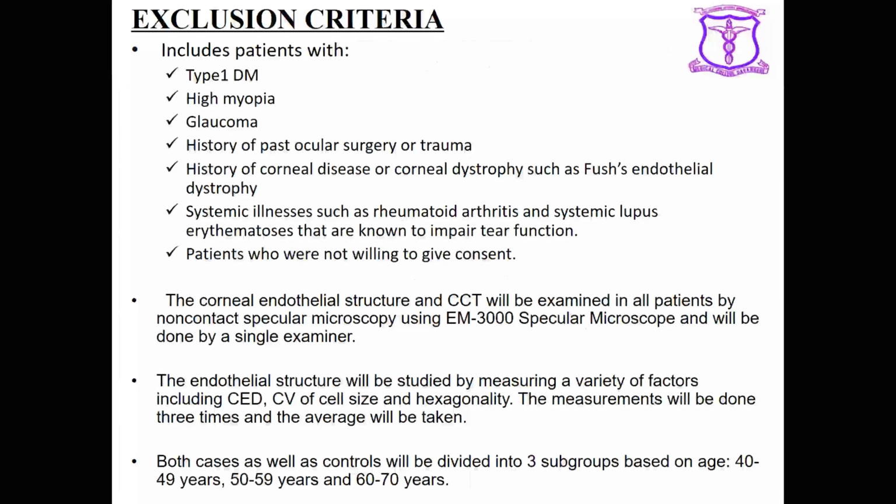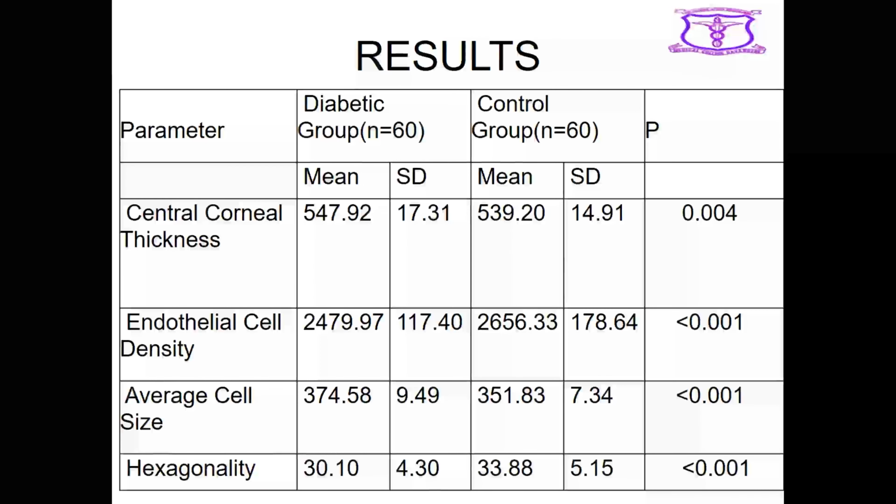60 to 70 years. On the result part, the central corneal thickness in the diabetic group is 547, and in the control group it is 539. The endothelial cell density is 2479 in the diabetic group, while in the control group it is 2656. The average cell size is 374 in the diabetic group, and it is 351 in the control group. And the examination is 30 in the diabetic group, while in the control group it is 33.